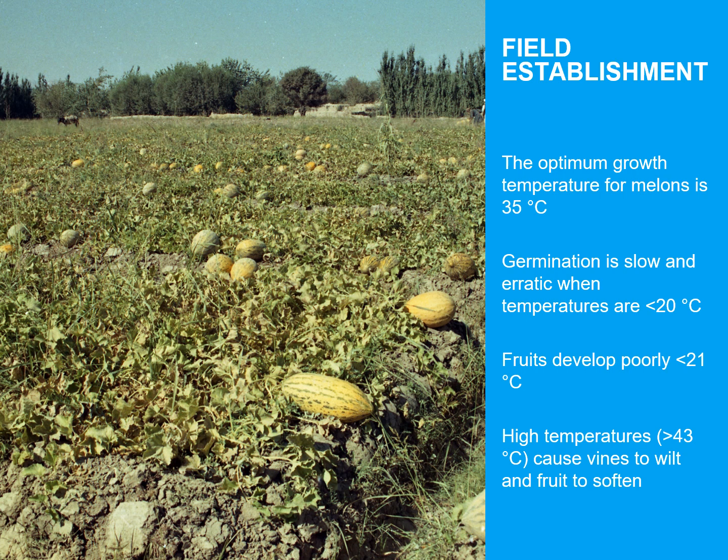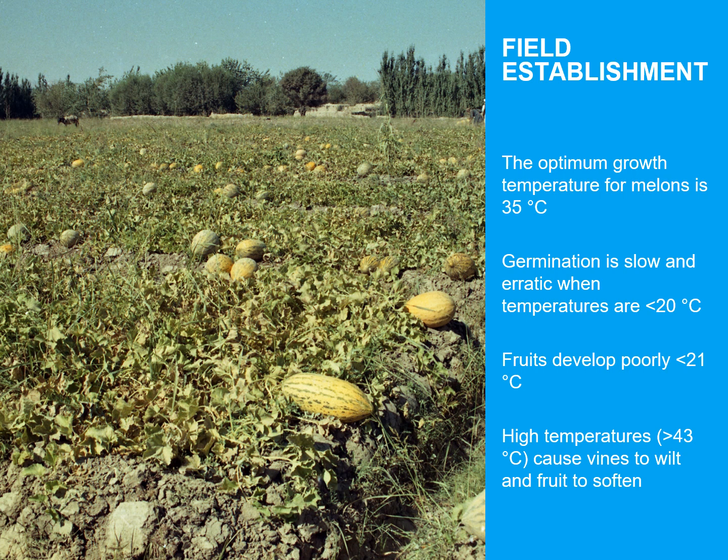So in terms of field establishment, obviously in the UK it's not grown in open field because its optimum growth temperature is very high, 35 degrees Celsius. Germination is typically slow and erratic when temperatures are below 20 degrees C, so it's not a crop for growing in temperate regions very much.